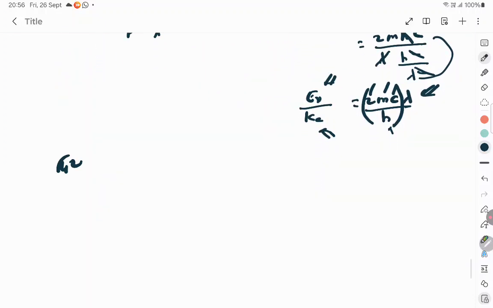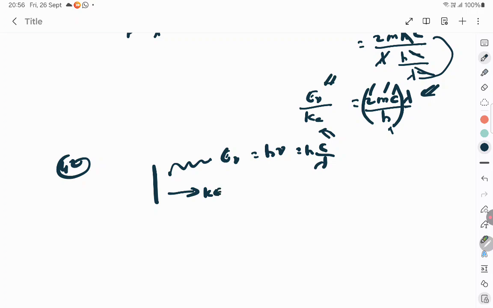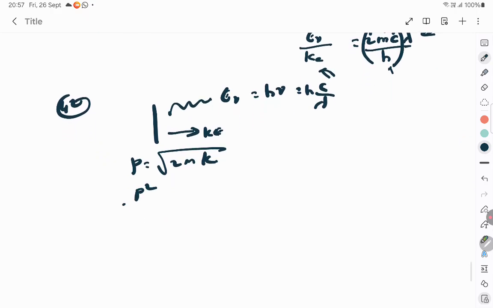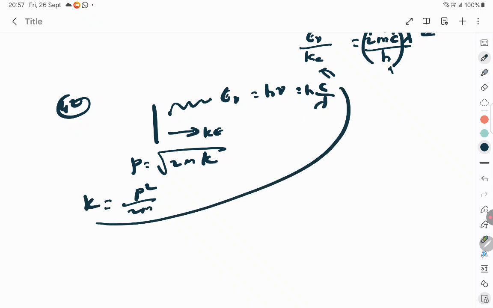I'll teach you the sum once again, a 40-second sum. An electron and a photon's ratio of momenta is 1:1. Since the question talks about momenta, they're asking you to compare the energy of the photon, which is h mu, which is h into c by lambda, with the kinetic energy of the ejected electron. And the kinetic energy of the ejected electron in terms of momentum is p square by 2m. A comparison of this with this is the question.